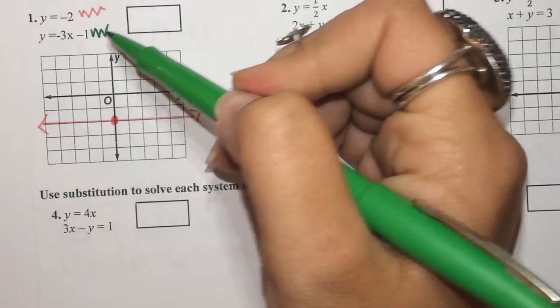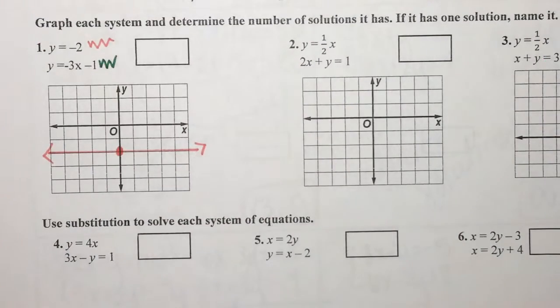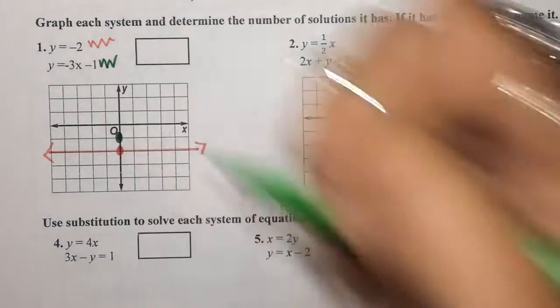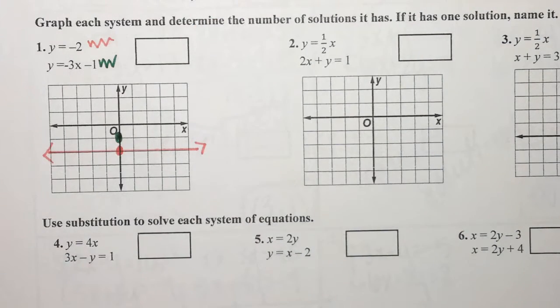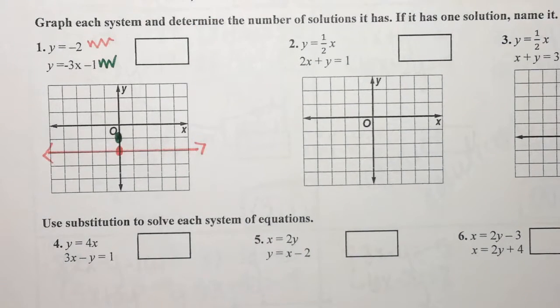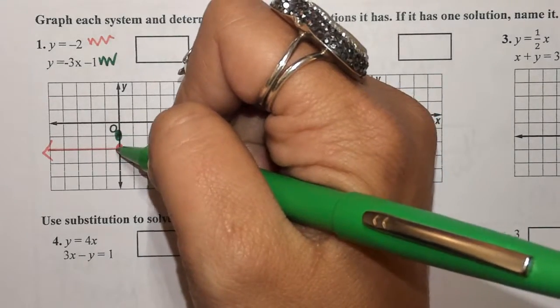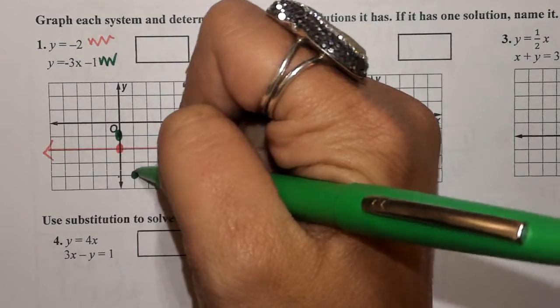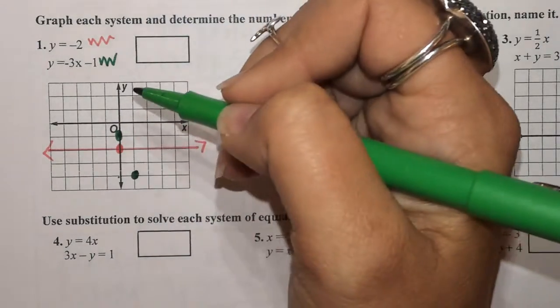Alright, so then for this green one, what's our y-intercept? Where do we start? Negative 1. So go down 1, put a dot. Now, what's our slope? Negative 3. So we go down 3 and right 1.